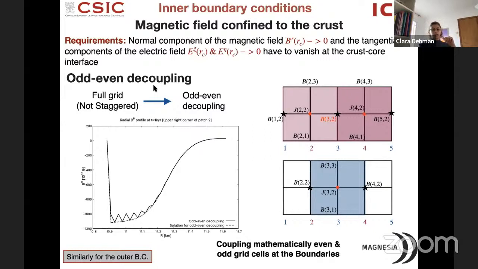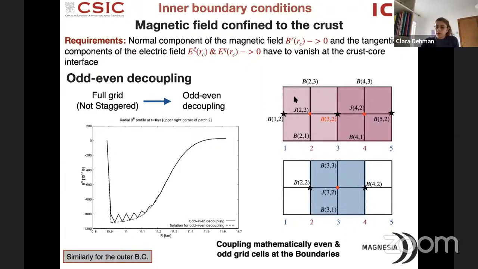So what is this odd-even decoupling problem? It's a problem that appears when you are considering a full grid. In this problem, your odd family and your even family of grid cells are kind of decoupled together, so they don't speak together. Let's understand it better by looking at this very simplified grid.